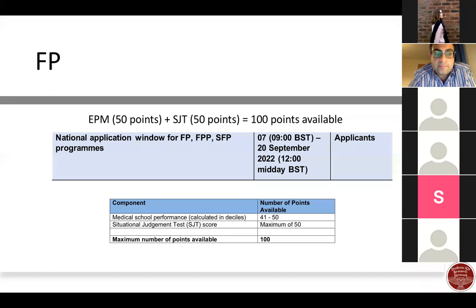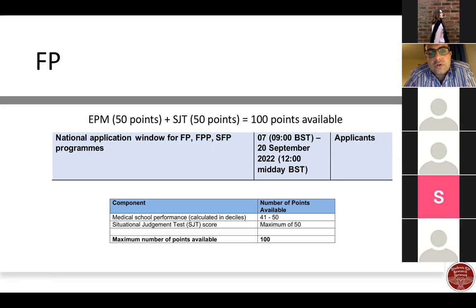academic unit of application. So for foundation programs, there are 100 points available. 50 points come from your EPM, which I'm sure you know is your decile ranking at medical school, and each medical school does it differently in how they calculate that. But you should by now, I think, know your decile. So basically, if you're in the first decile, the top decile, then you get 50 points, and as you go down, you lose 1 point per decile.